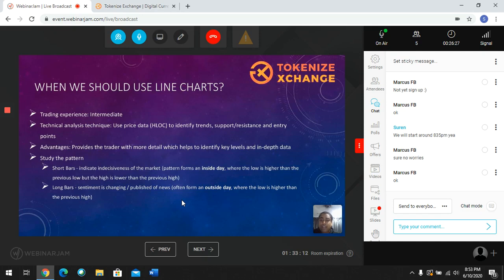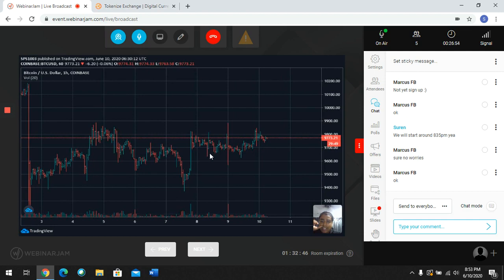Advantage: it provides the trader with more detail, which helps to identify key levels and in-depth data. Study the pattern. Short bars indicate indecisiveness of the market, and patterns form an inside day. There is a term called inside day, where the low is higher than the previous low, but the high is lower than the previous high. So the bar is pretty much short.